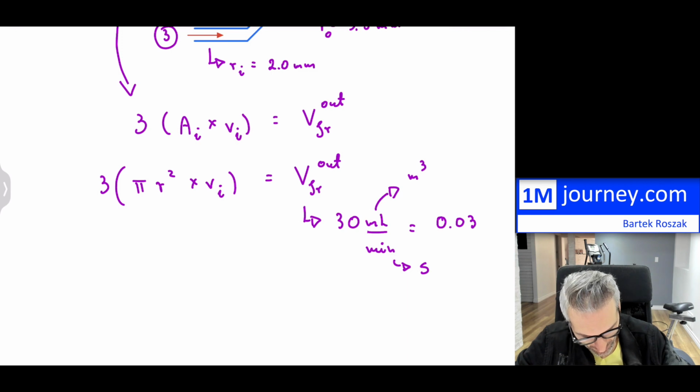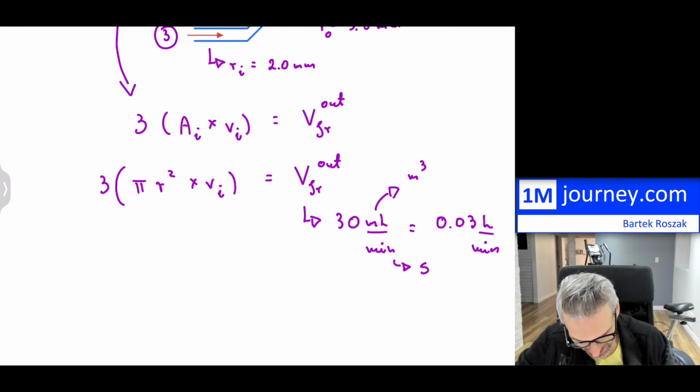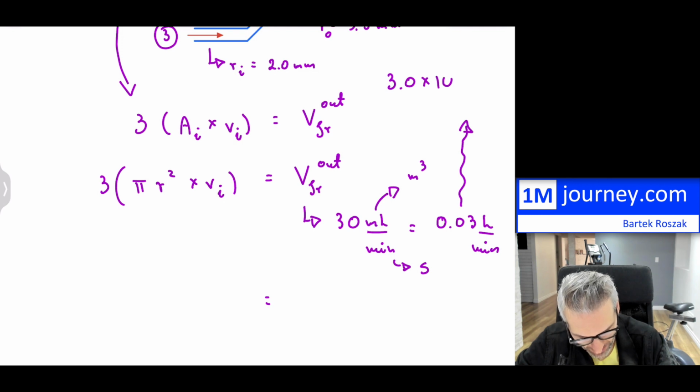0.03 liters per minute. That changes it to liters. Now, from liters to meters cubed, we still have to divide by 1,000 because there are 1,000 liters in every meter cubed. So if you take this and divide it by 1,000, then I'm going to rewrite this. This is going to be 3 times 10 to the negative, this is going to be -5, if you want it in liters per minute.